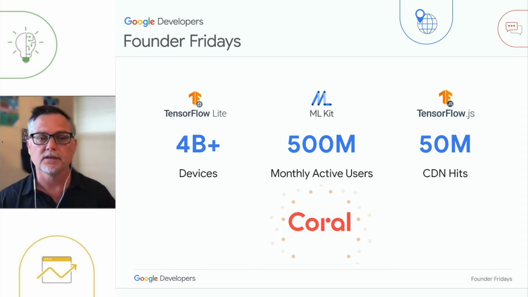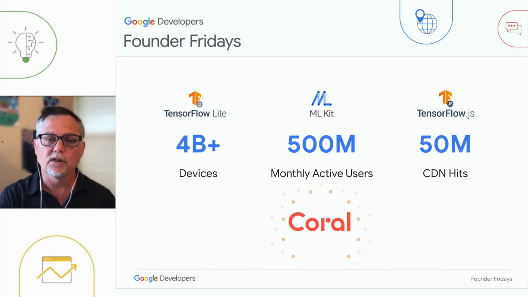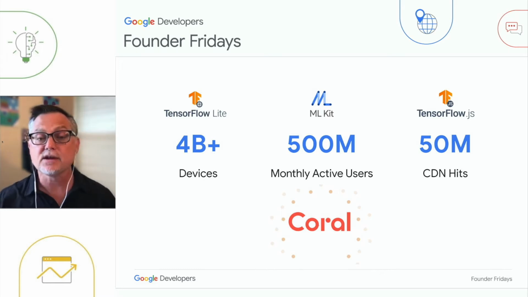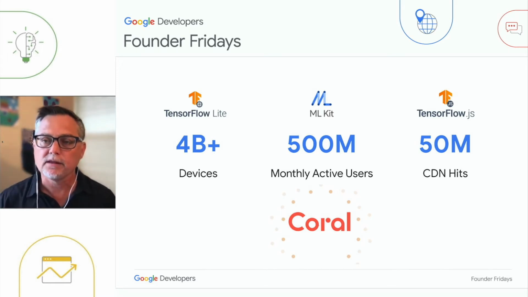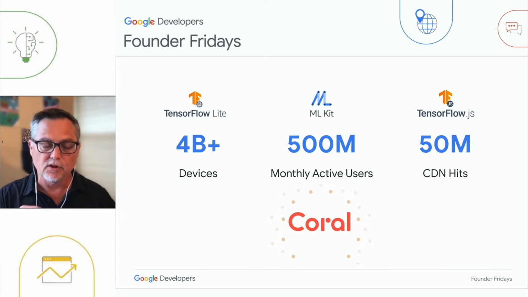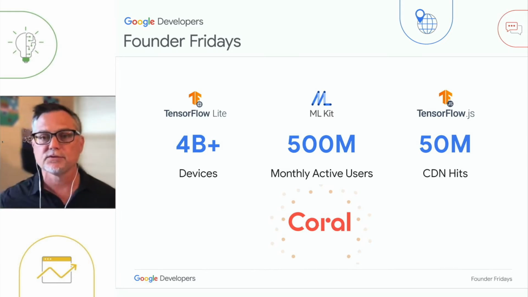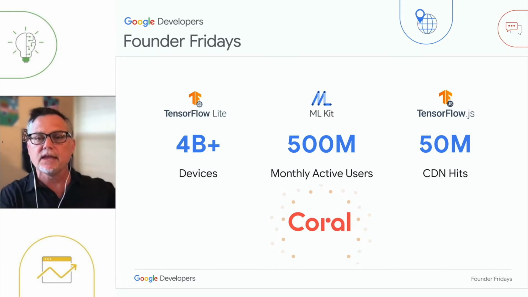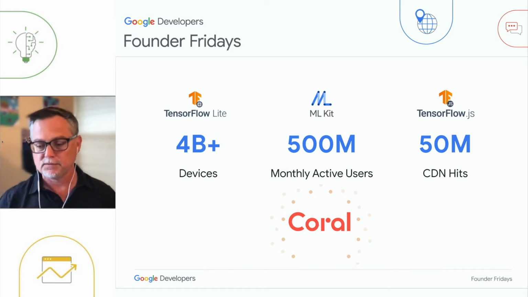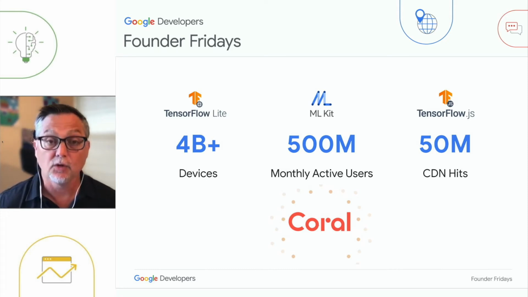ML Kit, Machine Learning Kit, makes it easy for mobile developers to use on-device ML in their apps and covers sort of routine use cases, so you get started quickly. And then TensorFlow.js is machine learning for JavaScript, which allows developers to run machine learning in their browsers. So machine learning on the edge is a key part of an extension of TensorFlow, and really helps developers and startups get started quickly.